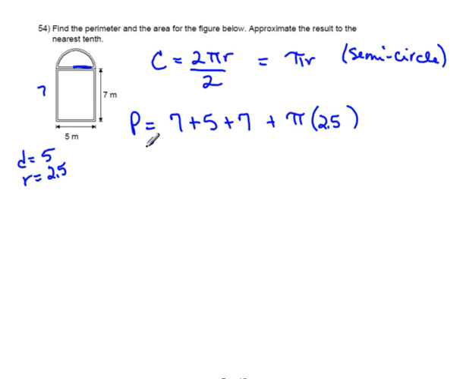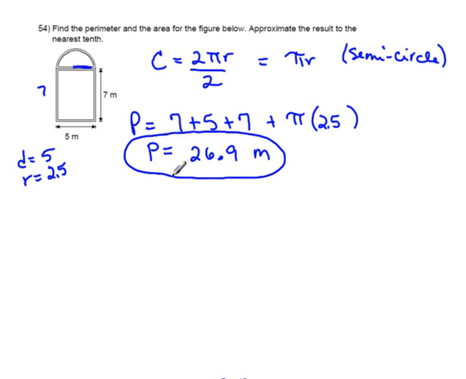So do your multiplication here, and when you add and multiply everything out, I get 26.9 meters. Perimeter is not units squared or cubed or anything. It's just straightforward units because it's a distance around something. So we found the perimeter. Now let's find the area.